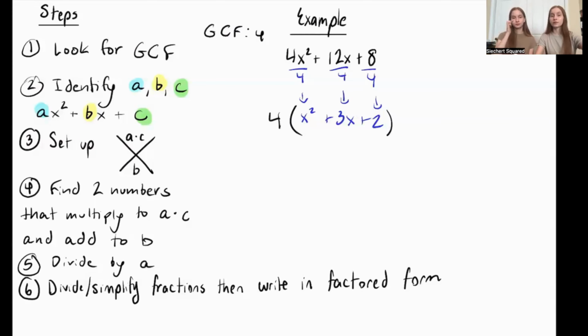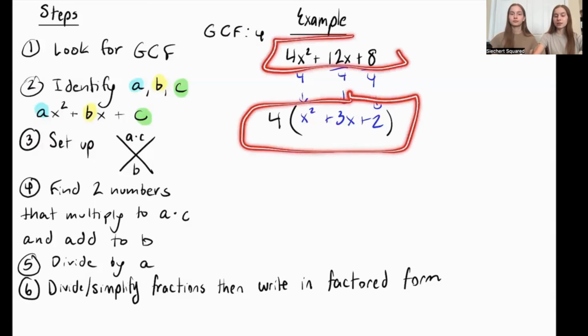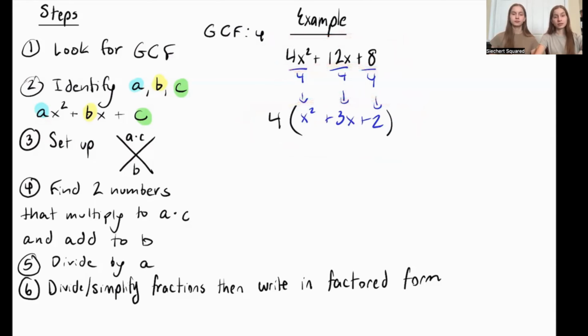That GCF, we're not going to have to do much with it throughout the rest of the problem, but this just makes sure that this and the problem we started with have the same exact meaning. So now we've looked for the GCF. We did actually have one that wasn't just 1. We are now going to identify the A, the B, and the C.